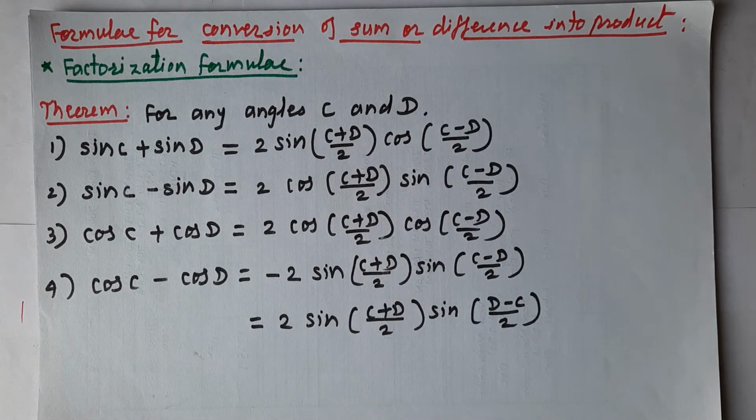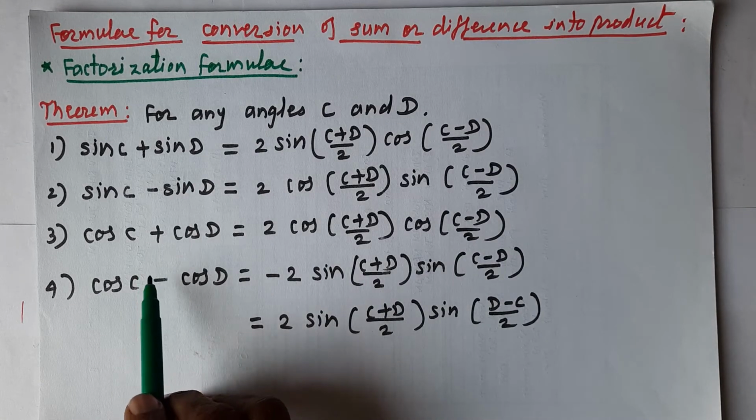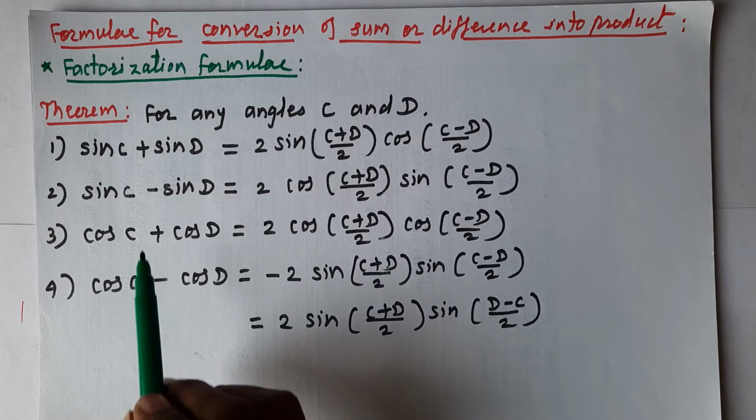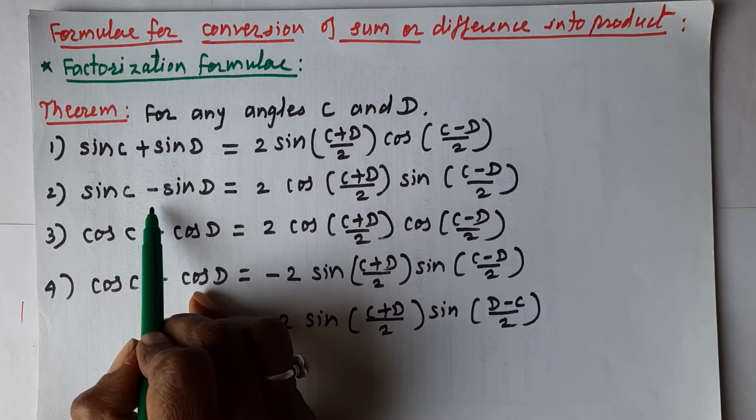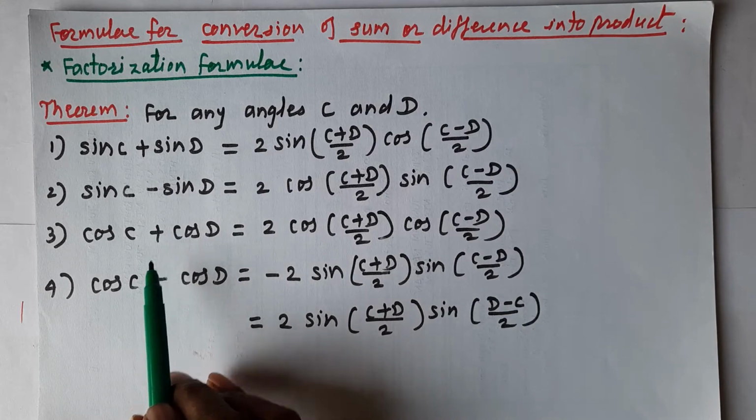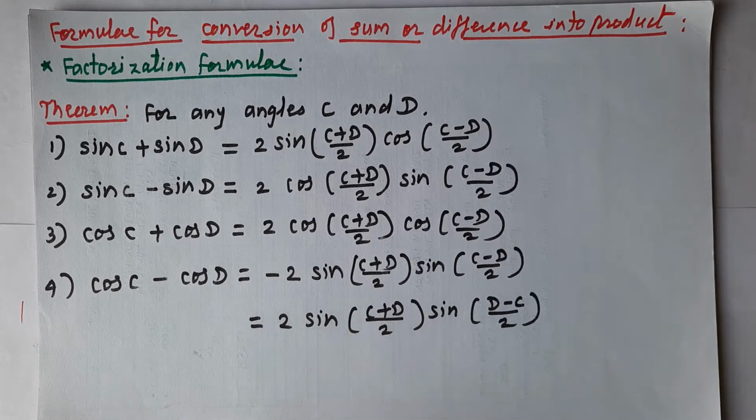These four formulae are called factorization formulae. First two are formulae for sine, and third and fourth are formulae for cos. First is for sin C plus sin D, second is sin C minus sin D, third is cos C plus cos D, fourth is cos C minus cos D. Let's see its proof one by one.